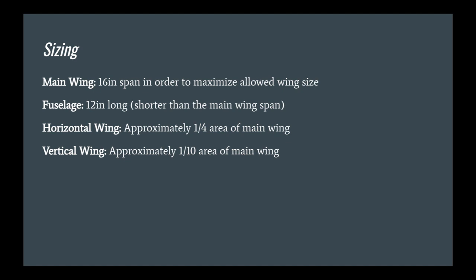16-inch span in order to maximize the allowed wing size, the fuselage being 12 inches long, shorter than the main wingspan, the horizontal wing being approximately 1/4 of the area of the main wing according to the Museum of Aviation, and the vertical wing being approximately 1/10 of the area of the main wing according to the Museum of Aviation.